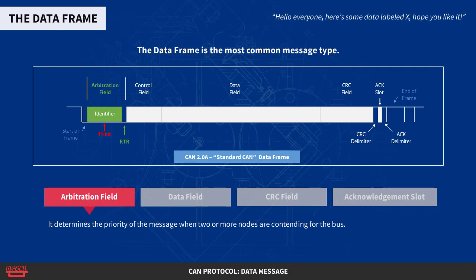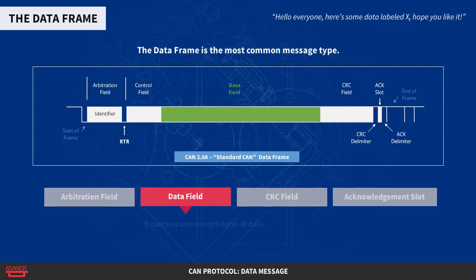The arbitration field contains, for CAN 2.0A, an 11-bit identifier, and 1 bit, the RTR bit, which is dominant for data frames. For CAN 2.0B, a 29-bit identifier, which also contains 2 recessive bits, SRR and IDE, and the RTR bit. The data field, which contains 0 to 8 bytes of data.